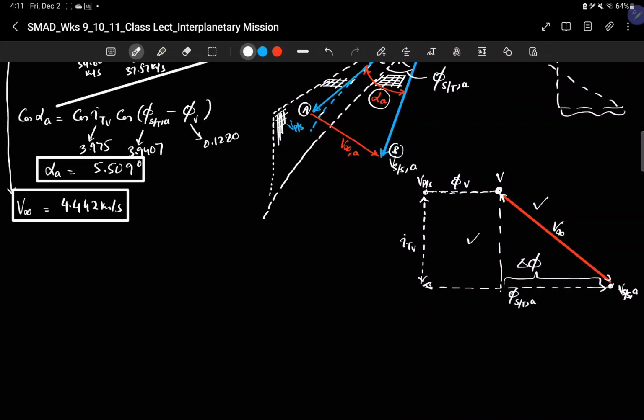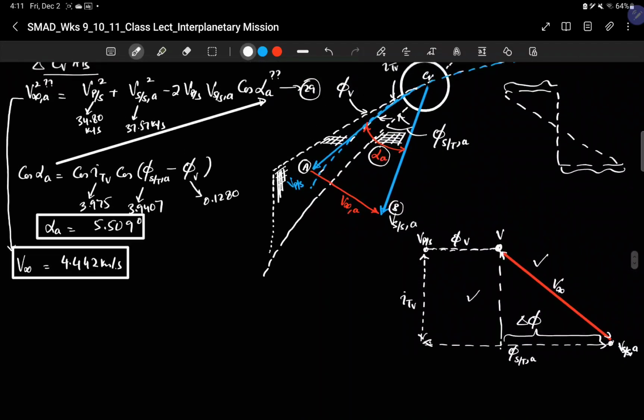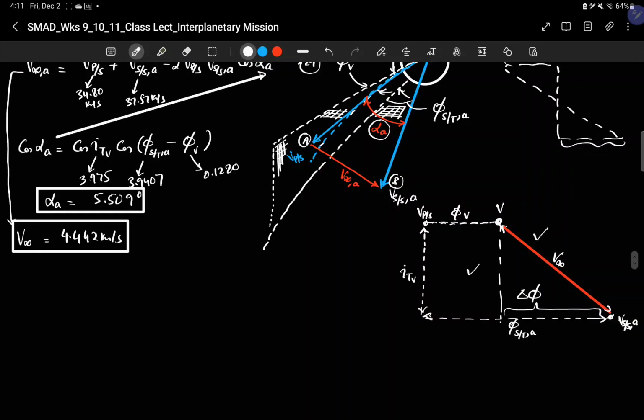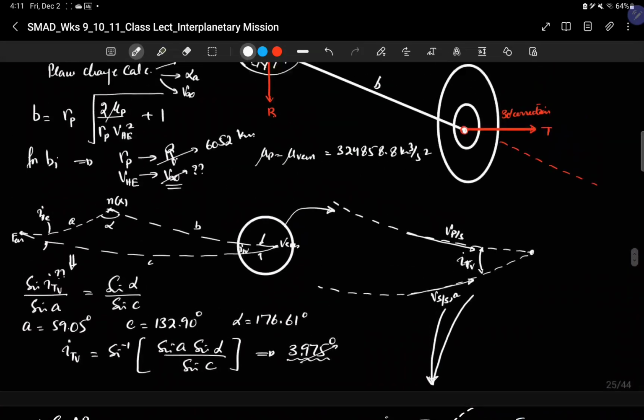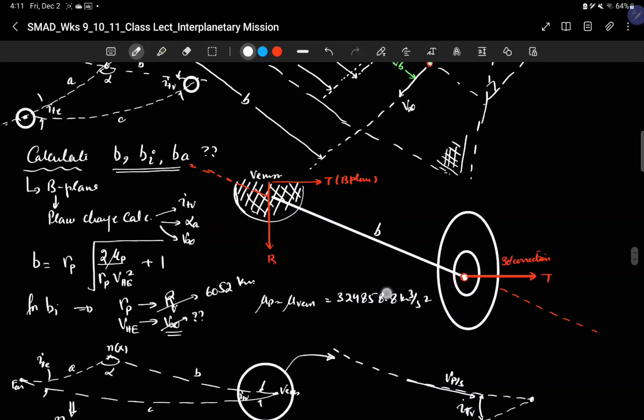So what about the direct impact case? In that case, we will do the B calculation and set the B value smaller than B impact. Right now, this is a gravity assist. We are solving for the gravity assist, interplanetary. Okay. Next, we still have to calculate those basic items which were B, B I and B A.